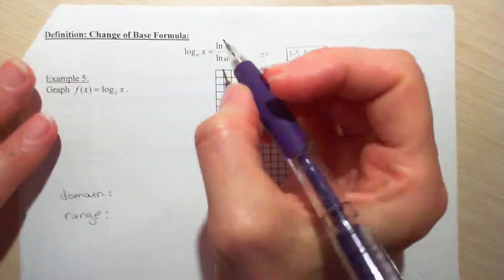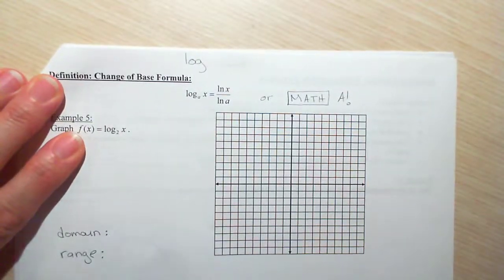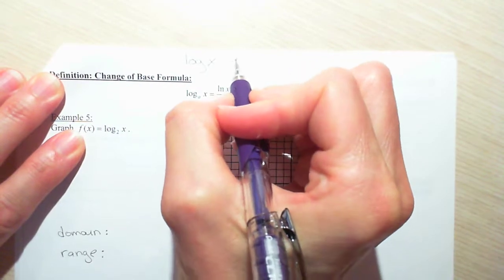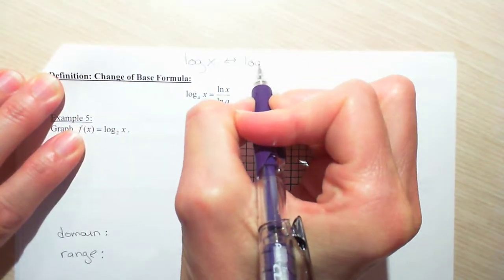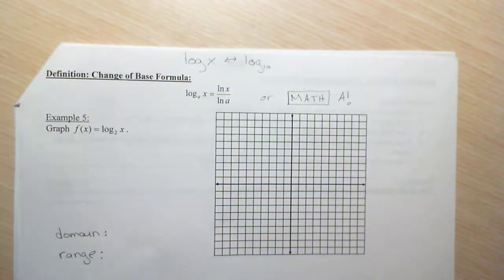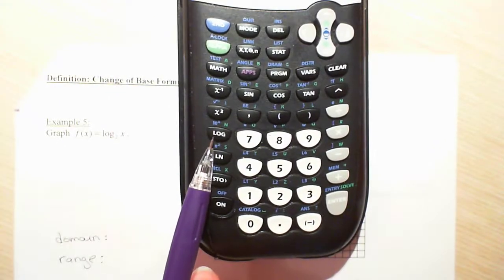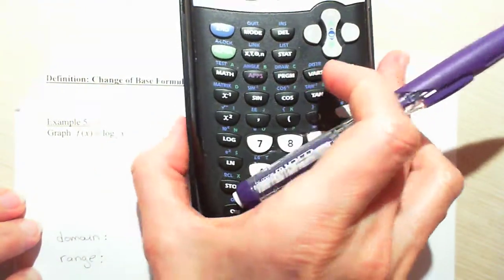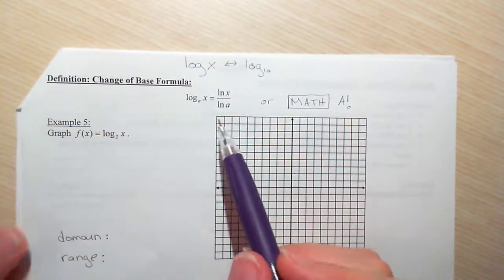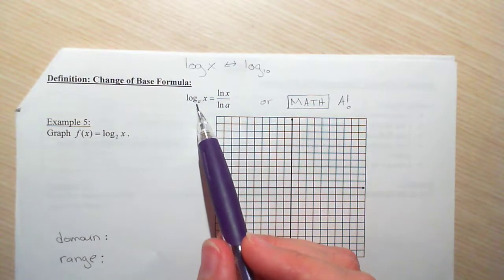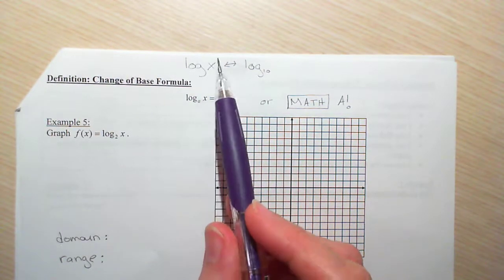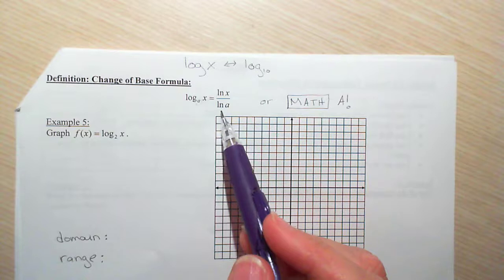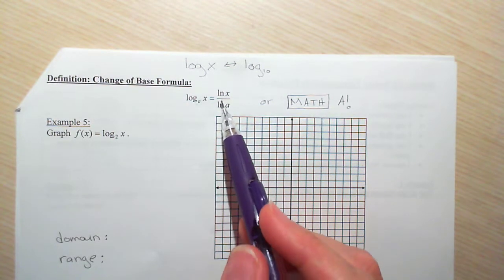So when you have, remember your calculator, if you have just plain log, that is log base 10. So the log button on your calculator is log base 10. There's your natural log. There's your e to the x. If you have another log base and you need to do math on it, you want to change it into a base 10 or into a natural log.